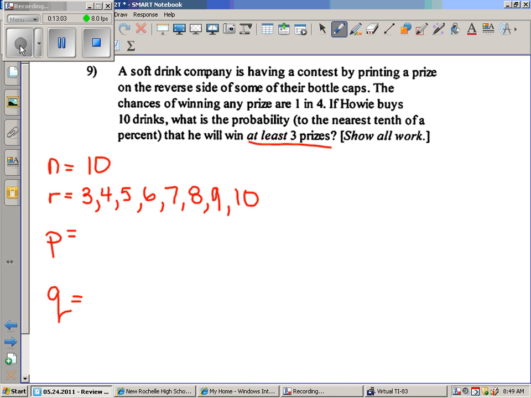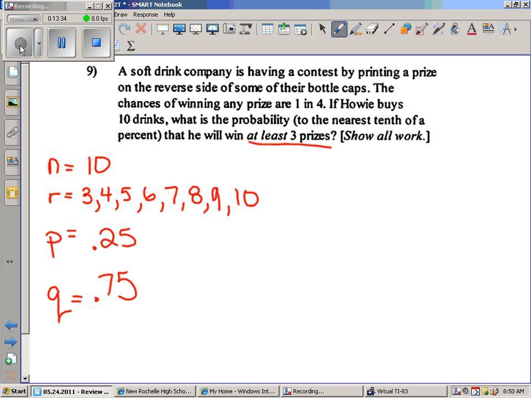R stands for the number of things that you want, whether it's raining 3 days or winning 3 prizes. You know what I mean? R is typically found after the word at least, at most, or exactly. It's just with at least and at most, you have to know which way you're counting the R, whether it's downwards or upwards. What's the probability of winning? 1 in 4. What is that as a decimal to make it nice and easy? 0.25, and that means I got a 0.75 chance of losing.